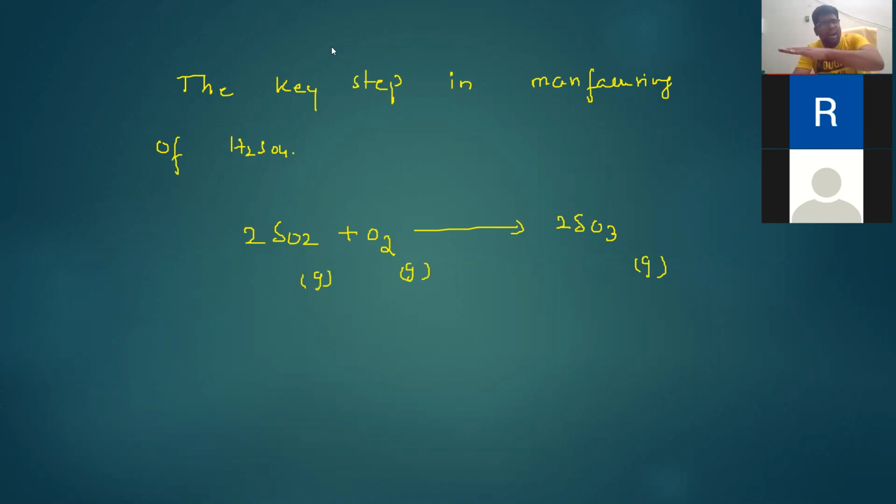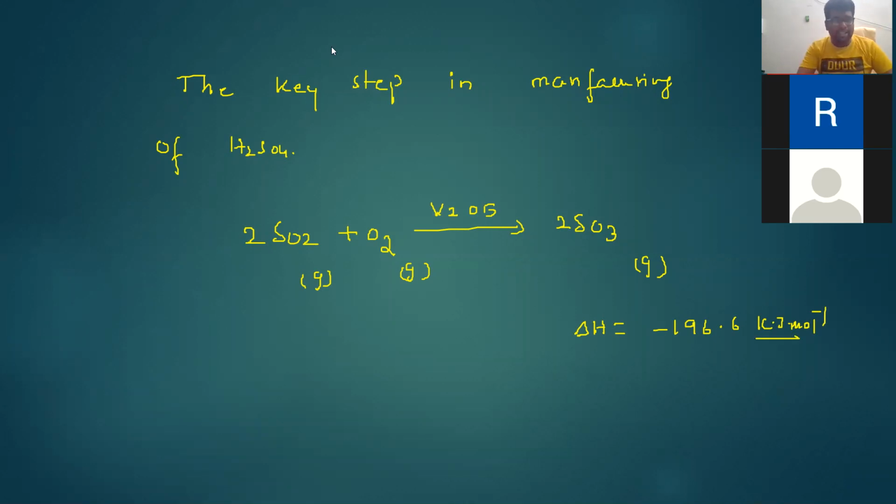Homogeneous means all phases are same. Which one will be required? Vanadium pentoxide, it behaves as a catalyst. In this reaction, the amount of energy will be minus 196.6 kilojoules per mole. So tell me the answer according to Le Chatelier.